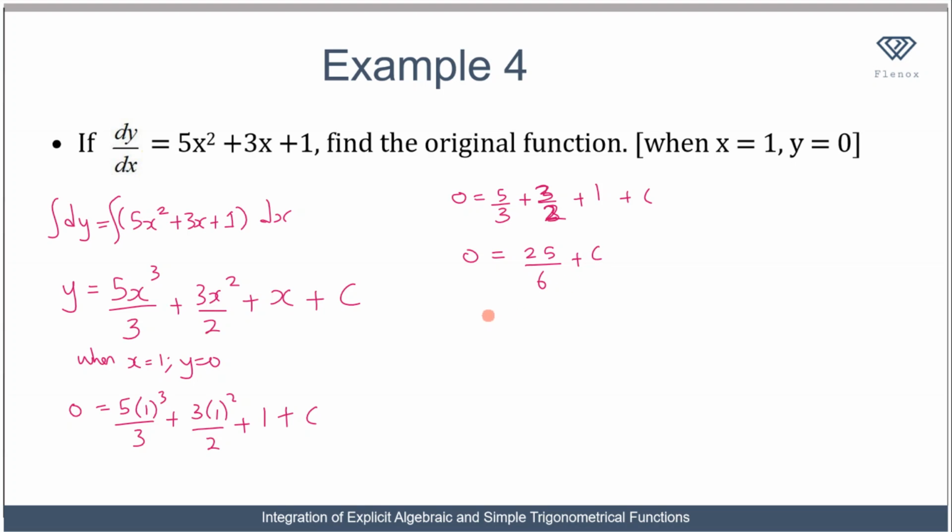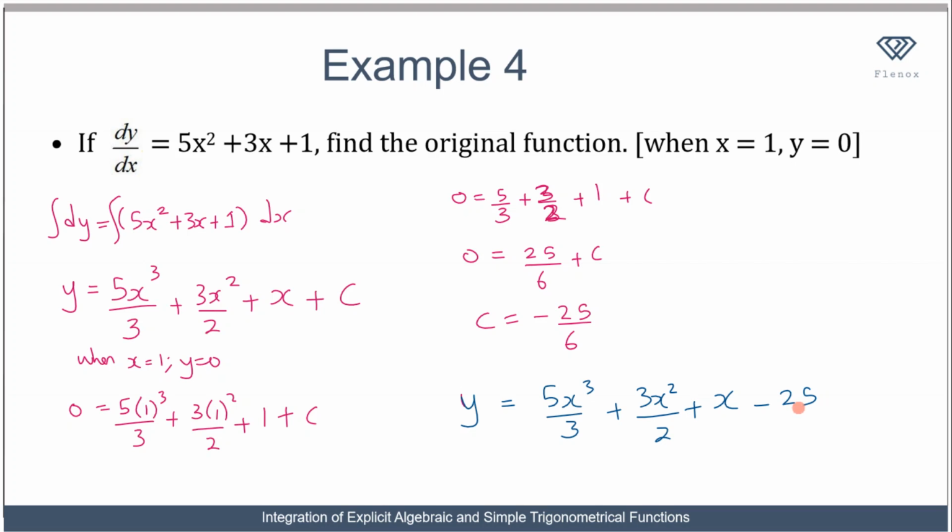So if I make c the subject of the formula, I get my c value to be minus 25 over 6. Now that I've gotten the value of my c, I can substitute it into this function to get the exact original function. So now I can write out that y is equal to 5x cubed over 3 plus 3x squared over 2 plus x, then my c is minus 25 over 6.